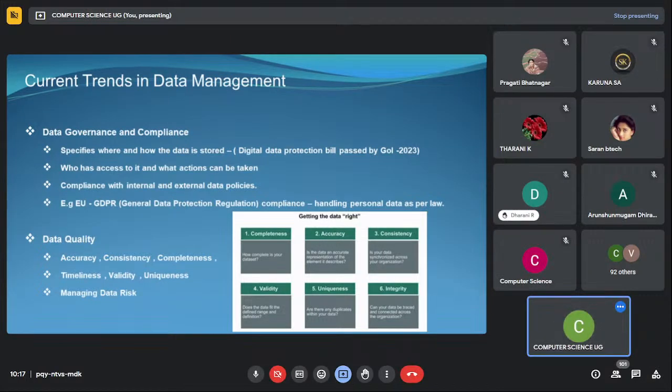And integrity. How can your data be traced and connected across the organization? For example, I have an account, and if my parents or my family have an account, how can I connect these family accounts? What lineage does it have? There have to be some data elements which can connect these related data. So that is about getting the data right.